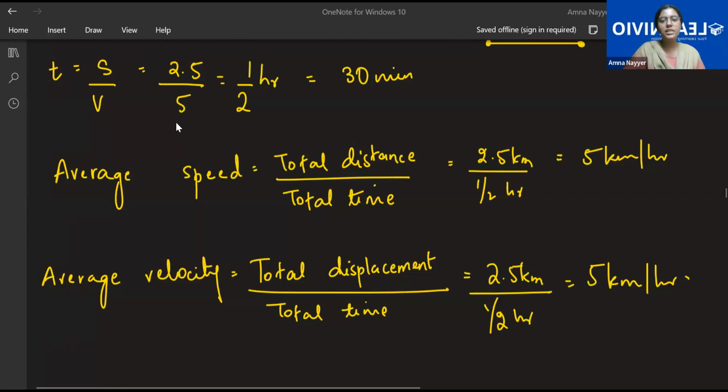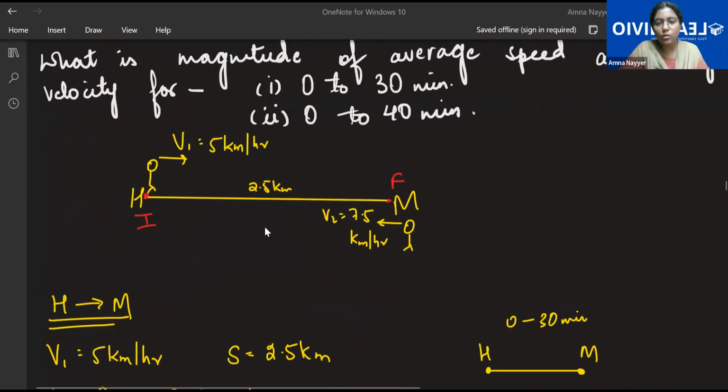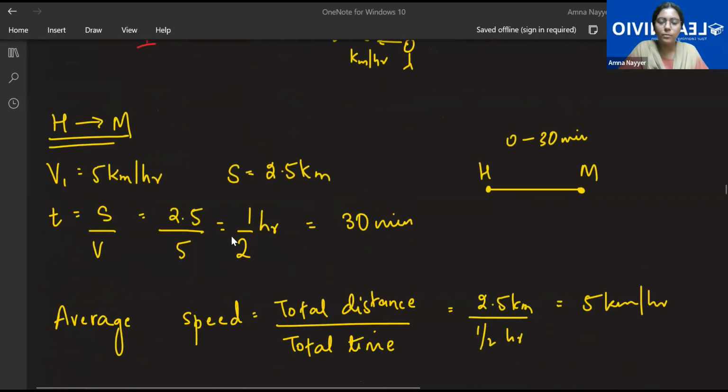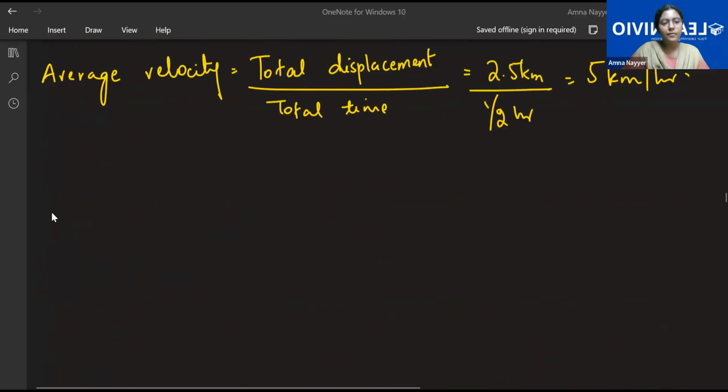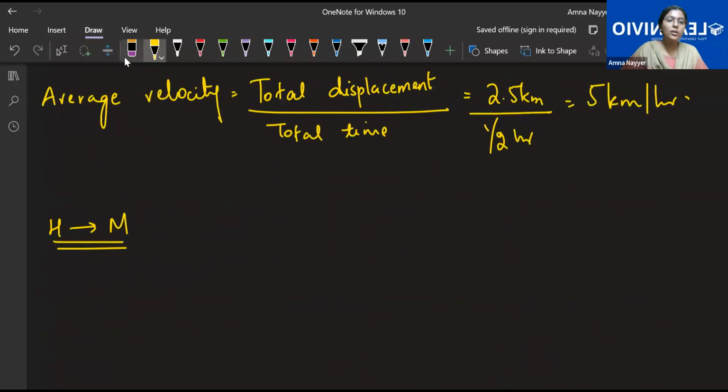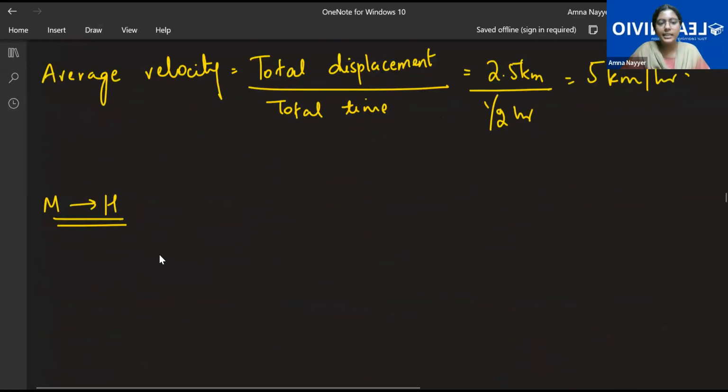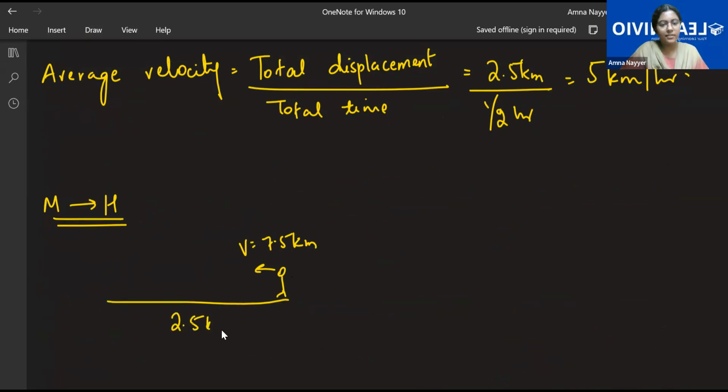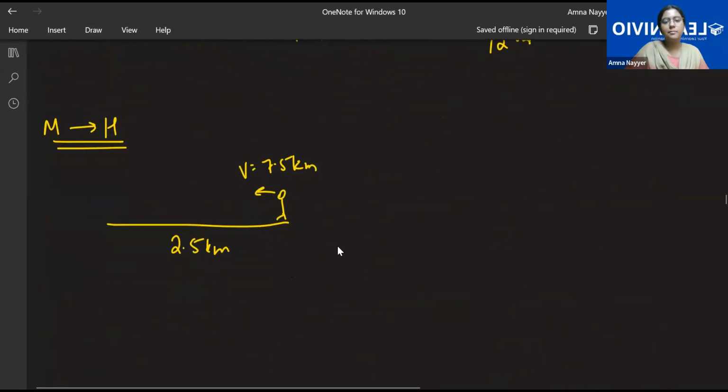Okay, class. Now see, for 0 to 40 minutes, let's see how much time is taken by the man to go from the market to home. Let's reverse this. Market to home. Now see what's the scene here. When he is going from here, the speed is 7.5 kilometer per hour and distance is still 2.5 kilometer. And this is the market. This is the home. So let's calculate the time.